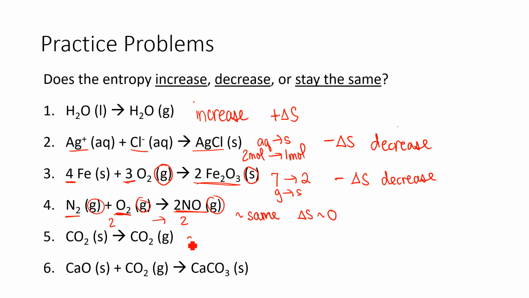Looking at this one, you're going from a solid to a gas. This one represents what happens with dry ice at room temperature here. And so again, we're going to see a pretty big increase in entropy here because your gases are way more spread out, moving around randomly, a lot more disorder there. And then this last one, we're going from 2 reactants to only 1 product. Again, we're also going from a gas to a solid. So this one's going to be a decrease in entropy as well. This one's kind of similar to reaction 3 up here.